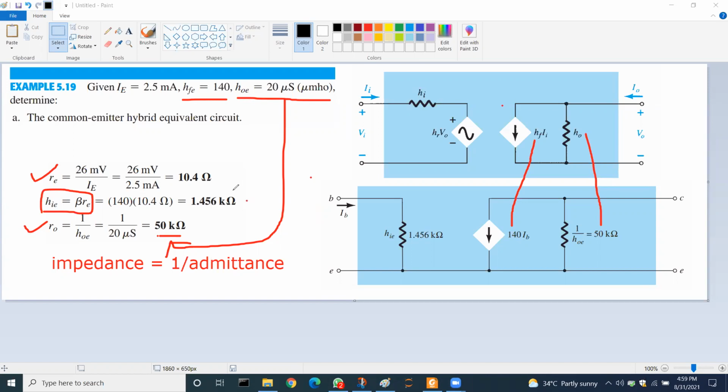And this value 1.5456 will be placed over here.